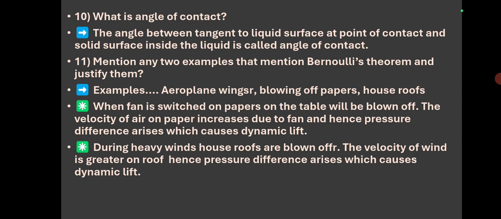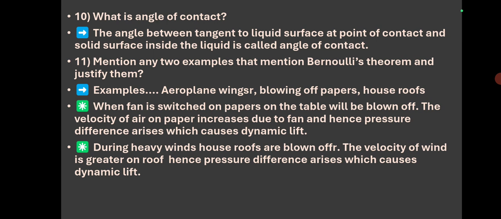Now next, mention any two examples of Bernoulli's theorem. Blowing of papers, roofs. Now when we switch on the fan, you will see all the papers blow off. Why? Due to the fan, the velocity of air on the papers will be more and below the papers will be less. So pressure on the papers will be less, below will be more. Due to that pressure, they blow off, which creates the dynamic lift.